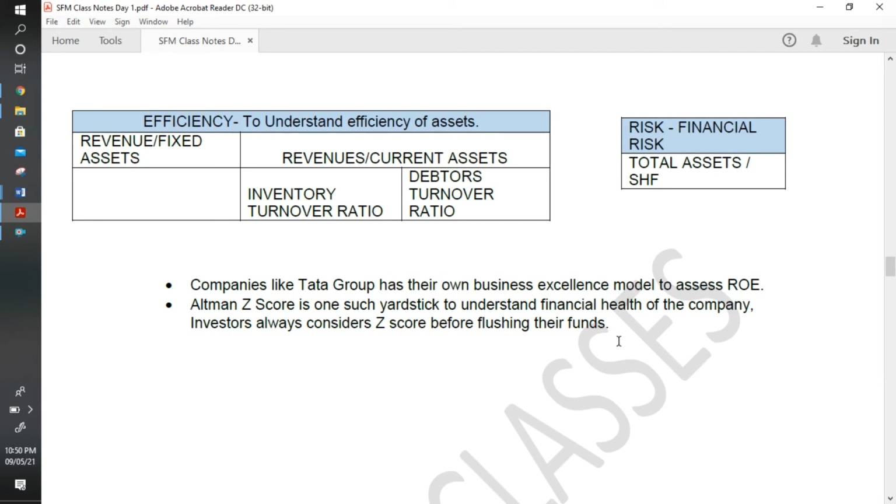Next, risk. Risk is nothing but the financial risk, which is basically the total assets divided by shareholder funds, which is equity share capital plus retained earnings.